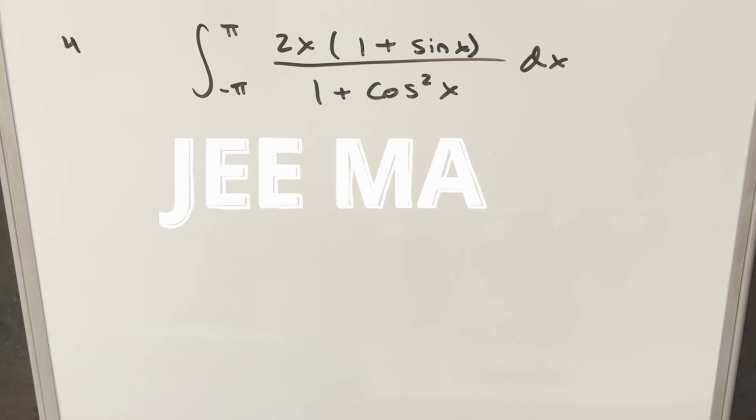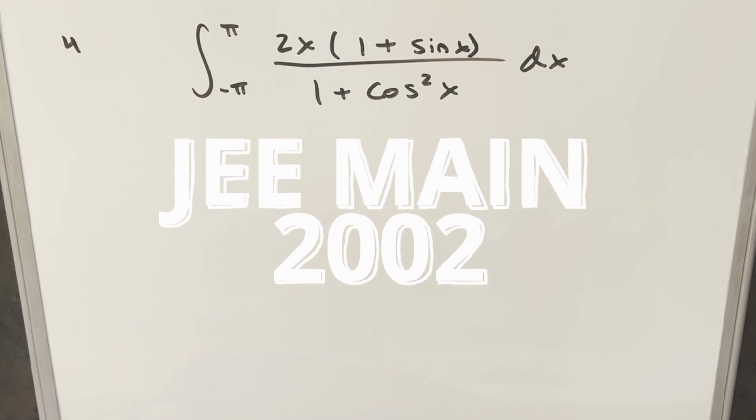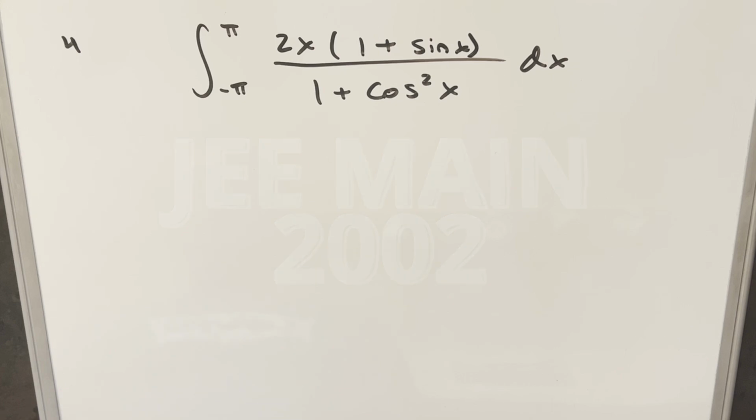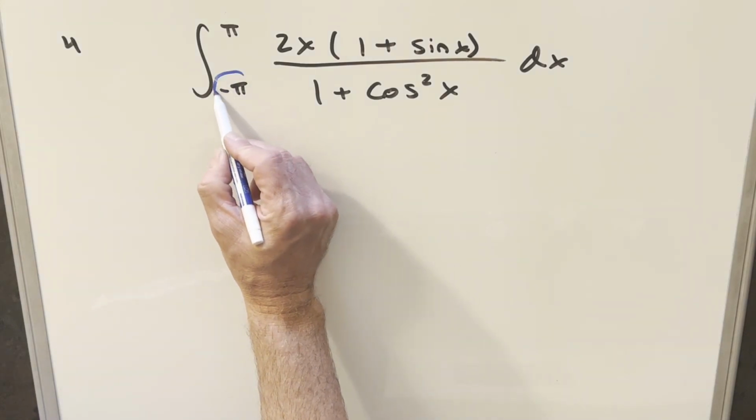Okay, we return to another integral. This one's from JEE Main 2002. We've got the integral from minus pi to pi of 2x times (1 plus sine x) over (1 plus cosine squared x) dx.